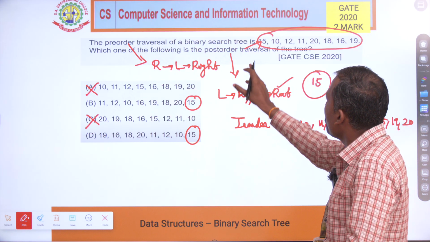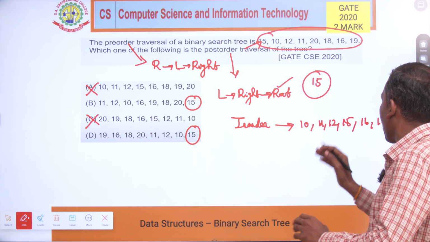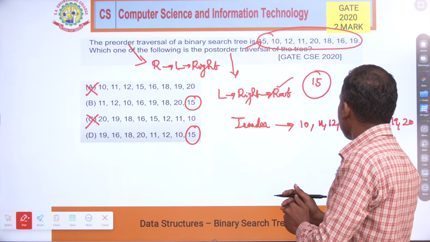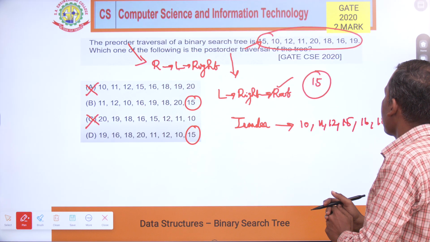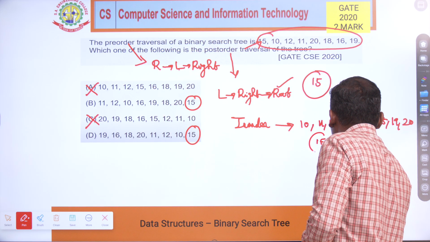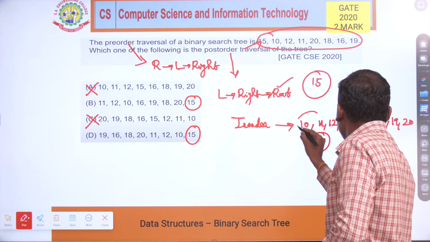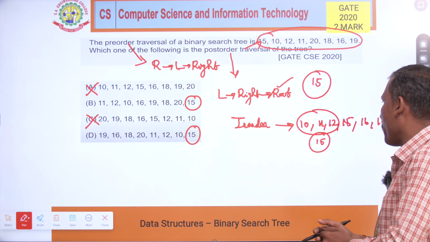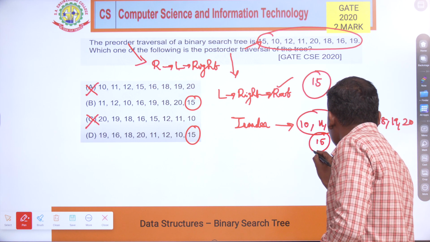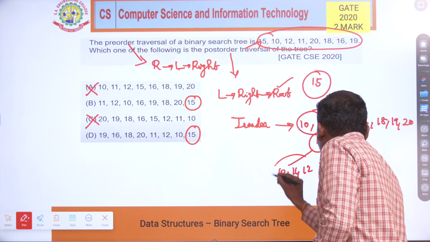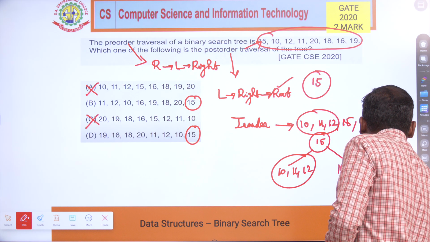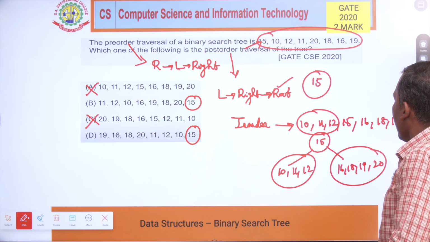So with in-order, I can do the post-order. Let us do the post-order. Let us construct a binary search tree. 15 is going to be the root element. I'm applying the binary search property and just constructing a binary search tree with this. 10, 11, 12 is less than your root, so it comes here. 10, 11, 12 occupies the left subtree, and the remaining elements 16, 18, 19, 20 are greater than the root, so they occupy the right subtree.